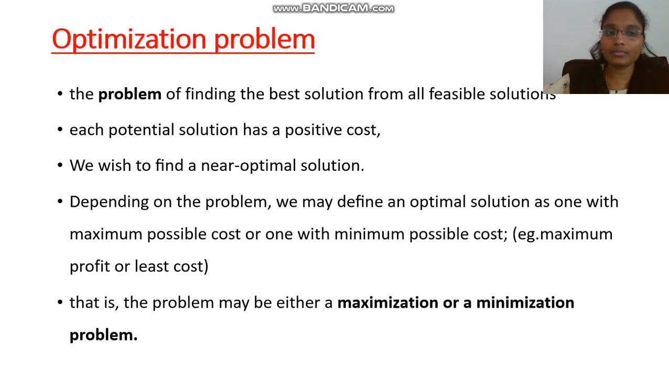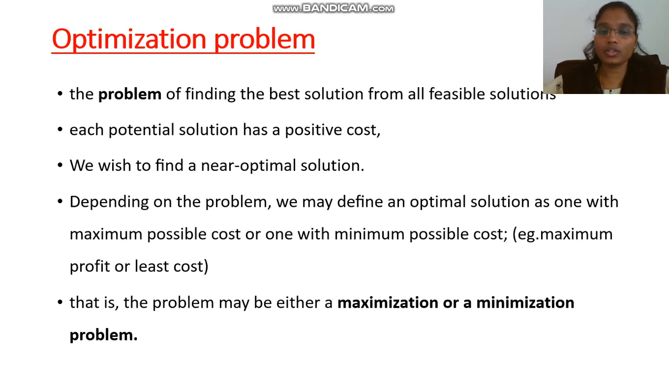In an optimization problem, so what is an optimization problem? It is the problem of finding the best solution from all feasible solutions. Several possible solutions are available, and among them we have to find the best solution. That is called an optimization problem. In any optimization problem, the potential solution has a positive cost. Now we wish to find a near optimal solution.